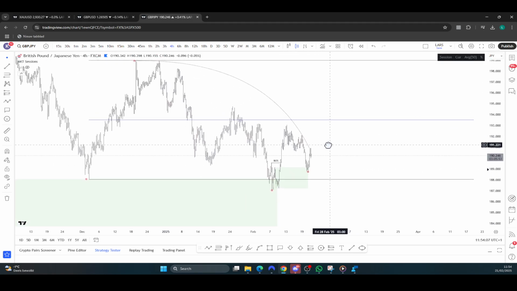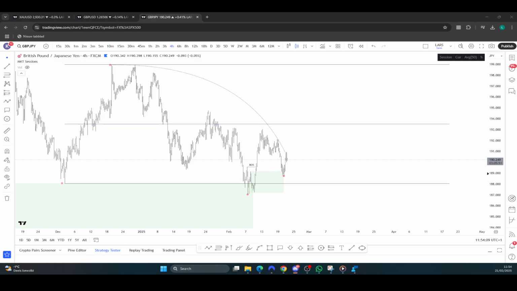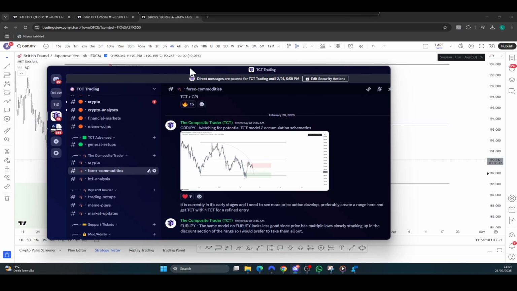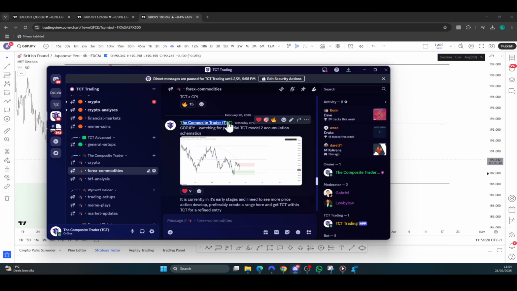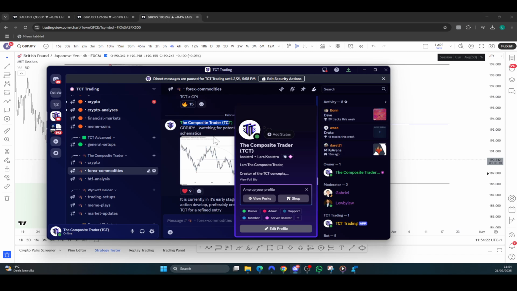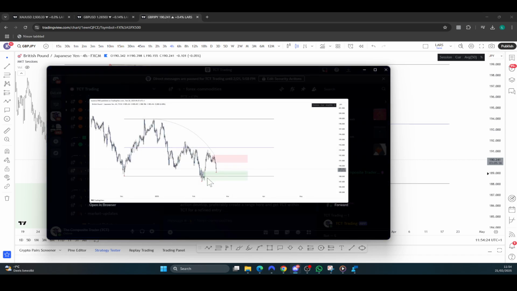So I saw this, and that's also when I posted in the Discord. Let me pull it up for you guys so you can see. That's when I posted in the Discord right here. You can see the composite trader in my Forex and commodities channels. I said GBP, JPY. You can see the Model 2 accumulation. You can see the return to zone.